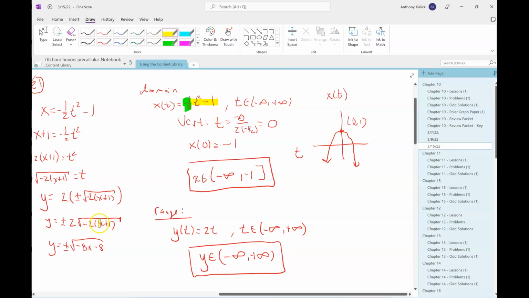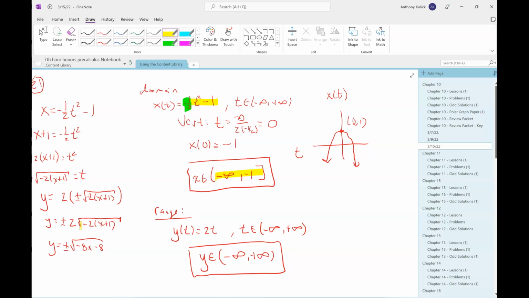Because if I take something from here, that's a negative number, right? That's less than 1. If I plug negative 2 in for this, I get a negative times that negative is a positive, so I'm square rooting a positive, which is good. If I picked 0 or something, 0 plus 1 is 1 times negative 2 is negative 2, and then I'm square rooting a negative, which is bad.